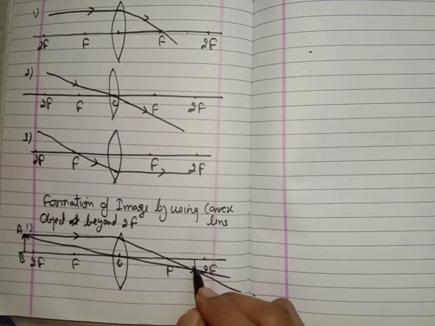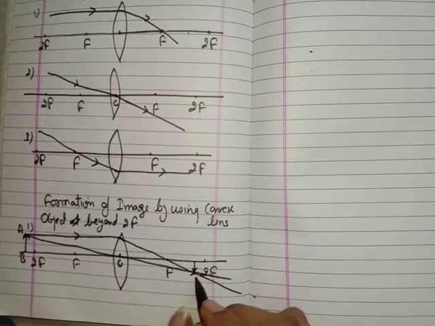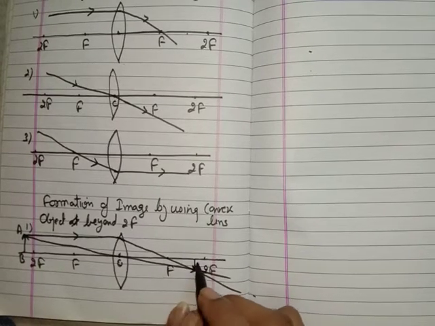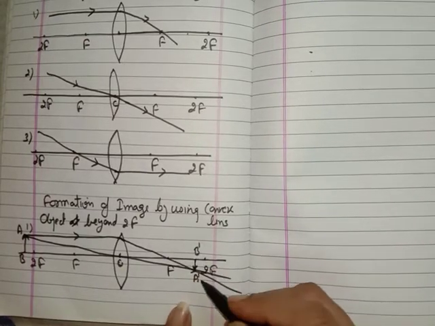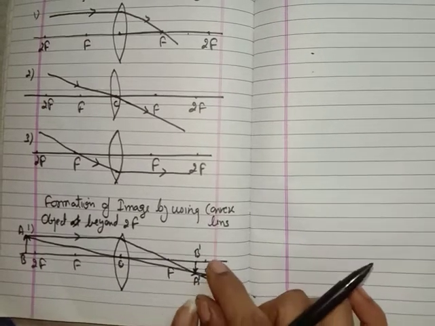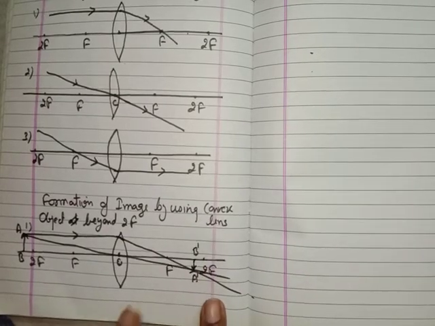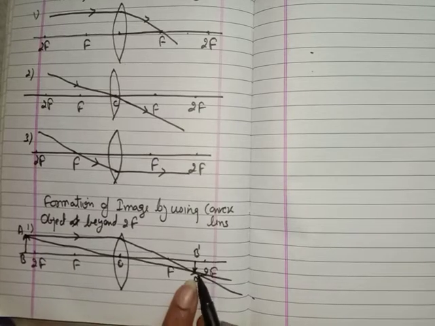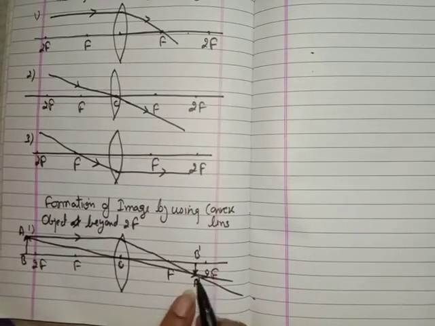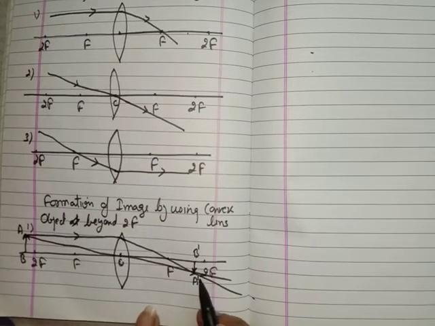So this is the image where the two light rays actually meet at a point. This is the image of the object, A dash and B dash. I am representing it by using A dash and B dash. And what about the nature of the image? Now we know that when the light rays actually meet at a point, the image is real.